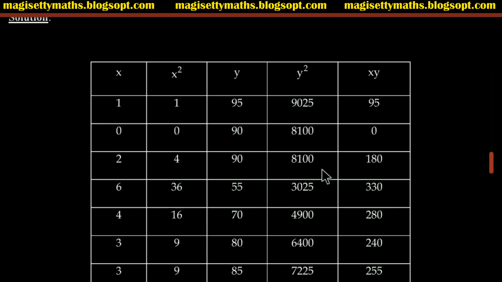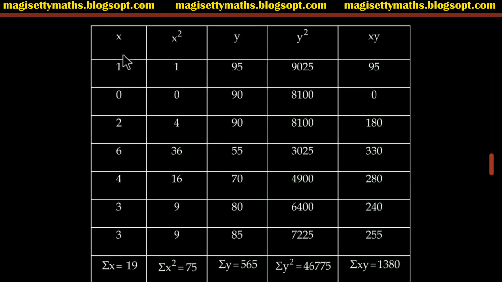Now using this table, the given data x is 1, 0, 2, 6, 4, 3, 3, the sum is 19, and squares of the given data, evaluating summation x square gives 75. Take the second, y: 95, 90, 90, 55 and so on. Summation y equals 565. Squares of the y: 9025, 8100 and so on. Summation y square equals 46,775. Now evaluating the product x into y, the sum is 1380.